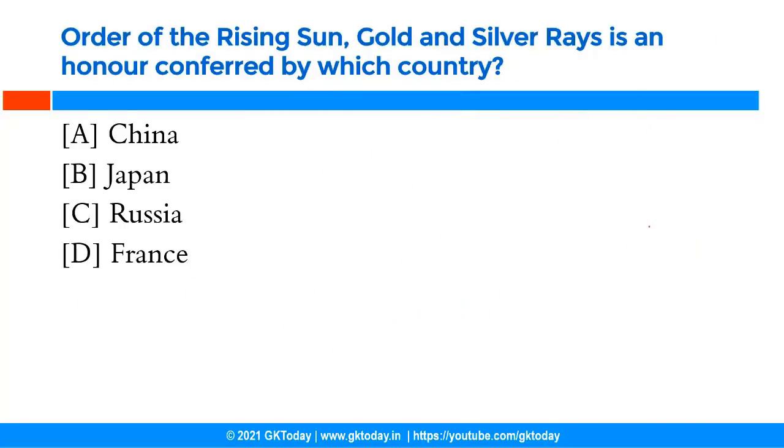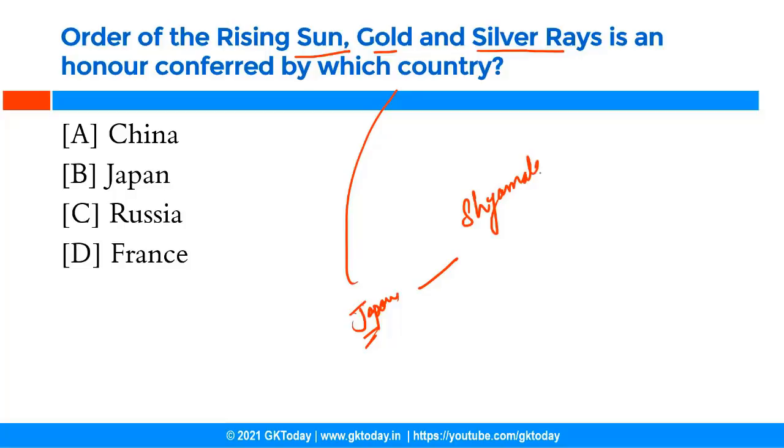Next question is, the Order of the Rising Sun, Gold and Silver Rays is an honor conferred by which country? So it is conferred by Japan. Please note that this is Order of the Rising Sun, Gold and Silver Rays. So this was conferred on a Bengaluru based teacher, Shamala Ganesh, for the contribution in the promotion of the Japanese language. Actually this award is given to those who have played a key role in promotion of Japanese culture.